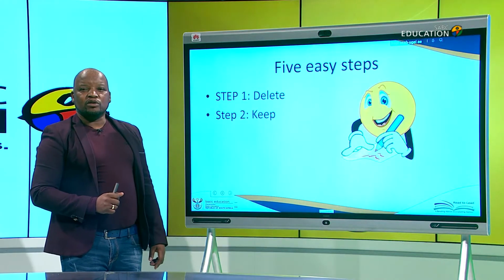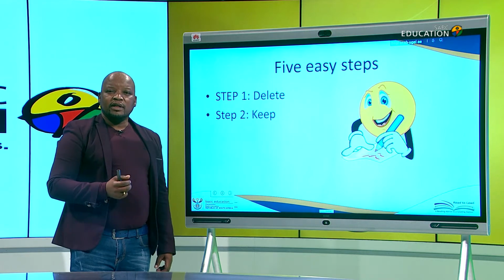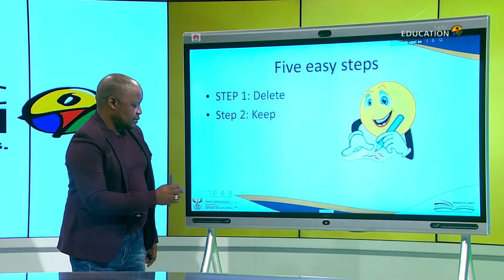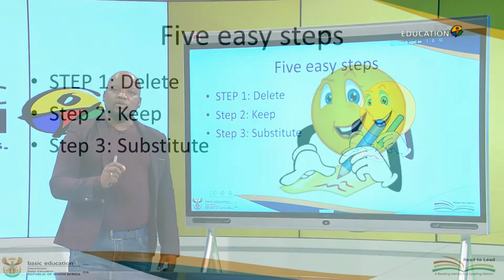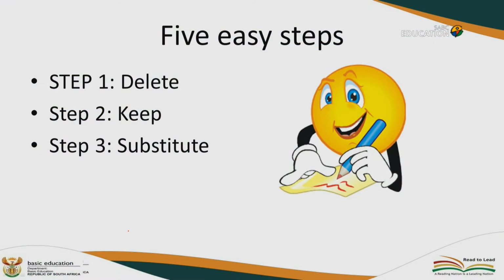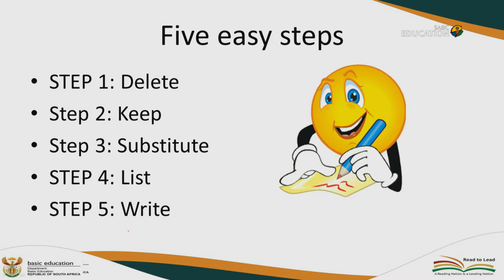Then we have step number 2, where you're going to keep the facts or the main points. Step number 3, we're going to substitute. There are words that you're going to leave out and substitute them with other words that you would have chosen. Step number 4, list. Step number 5, now you write your final piece.